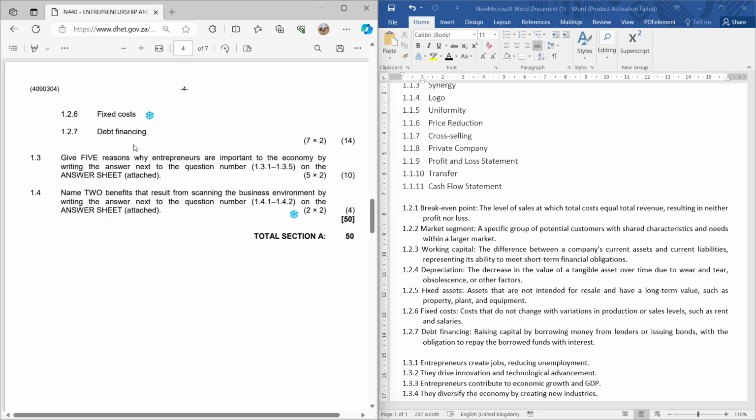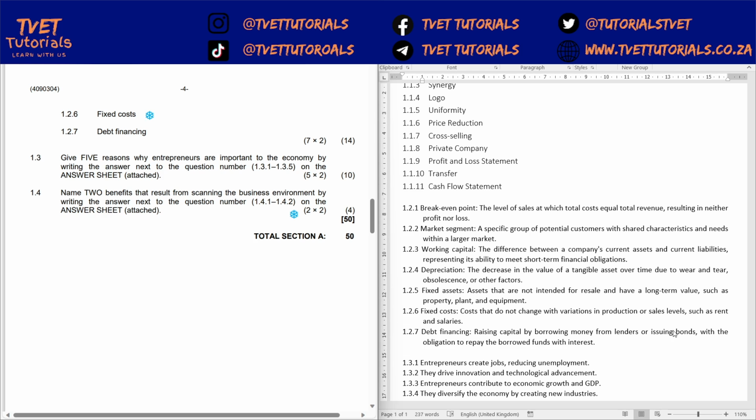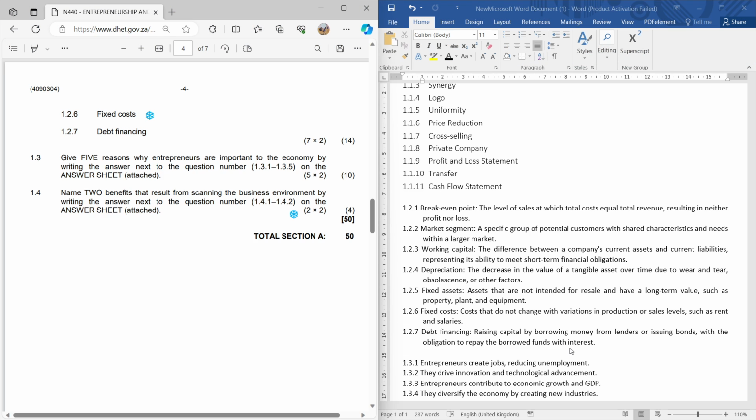And then debt financing. Debt financing basically is raising capital by borrowing money from lenders or issuing bonds with the obligation to repay the borrowed funds with interest, right? So if I come to you and I say, I would like for you to lend me 10 rand, when I bring it back, it will have 5% interest, for an example, right? That would be considered as debt financing, right?